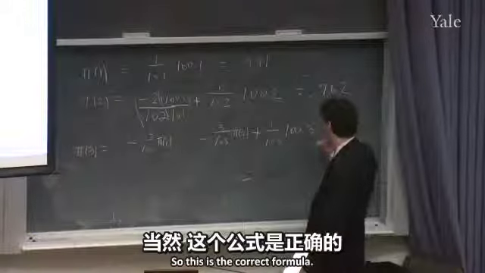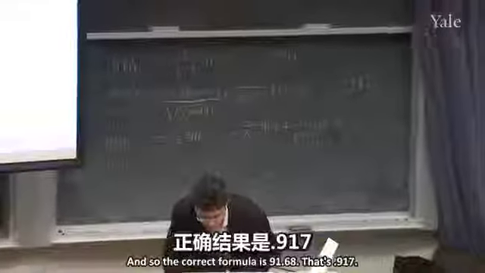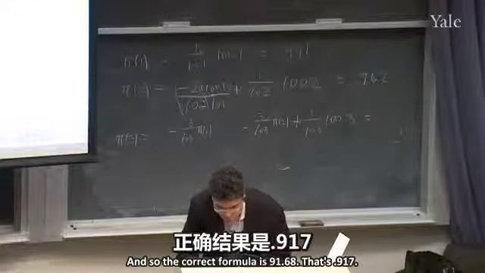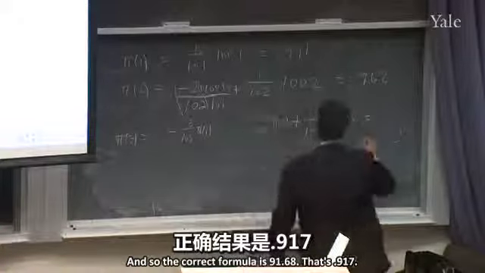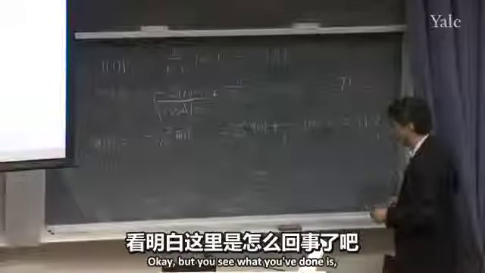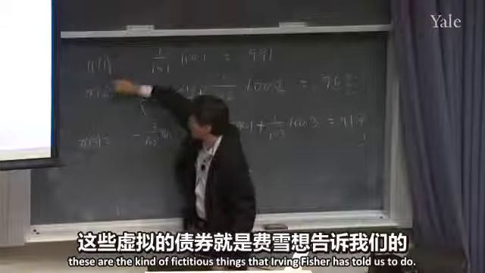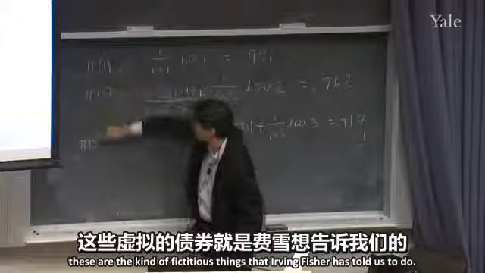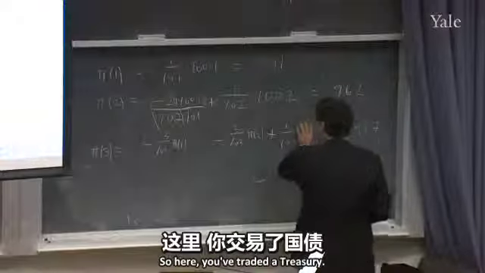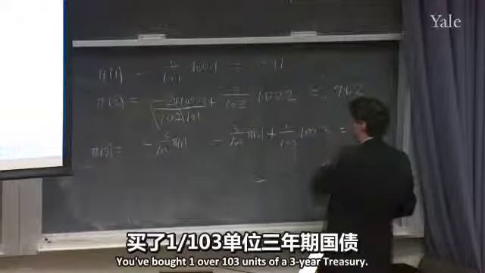So this is the correct formula. That's correct, and we can figure out what that is. Okay, and so the correct formula is 0.9168, 0.919917. Okay, but you see, these are the kind of fictitious things that Irving Fisher has helped us deduce. What you're really doing in the market is trading the treasuries. So here you've traded a treasury. You bought 1 over 103 units of a 3-year treasury.